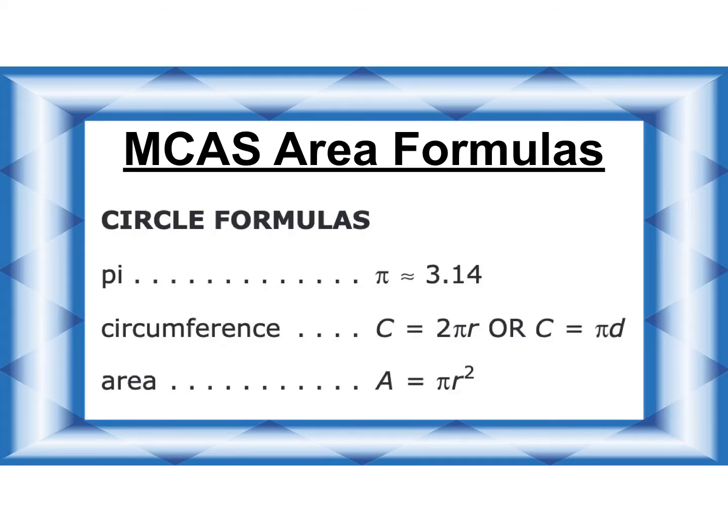Here are our circular formulas. Just remember that pi is about 3.14. The circumference could be 2 pi r or pi d. So in our circle, if we go to the middle, half of the way across would be the radius, and then the full distance across is the diameter. And then we have our area formula.